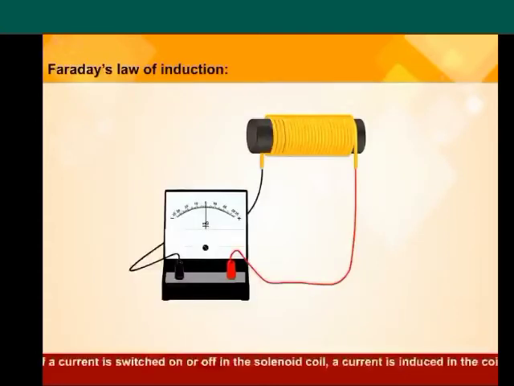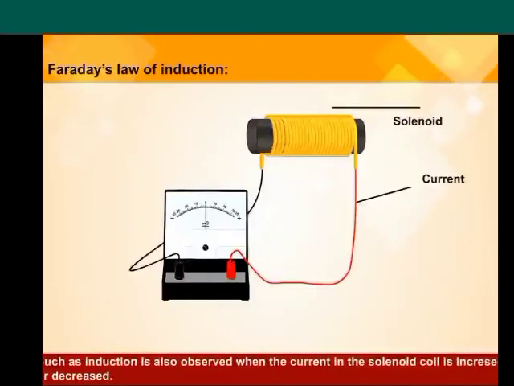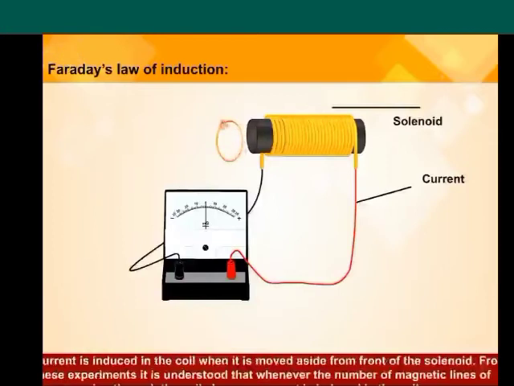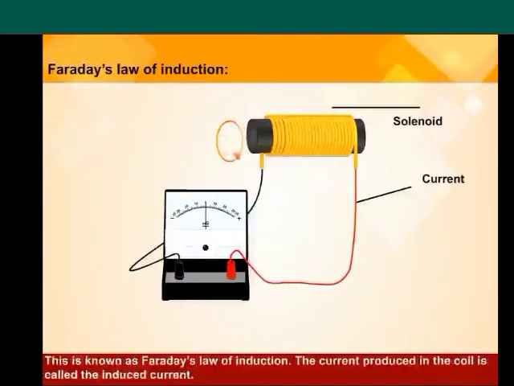Faraday's law of induction. If a current is switched on or off in the solenoid coil, a current is induced in the coil. Such induction is also observed when the current in the solenoid coil is increased or decreased. Current is induced in the coil when it moves aside from the front of the solenoid. From these experiments, it is understood that whenever the number of magnetic lines of force passing through the coil changes, current is induced in the coil. This is known as Faraday's law of induction. The current produced in the coil is called the induced current.